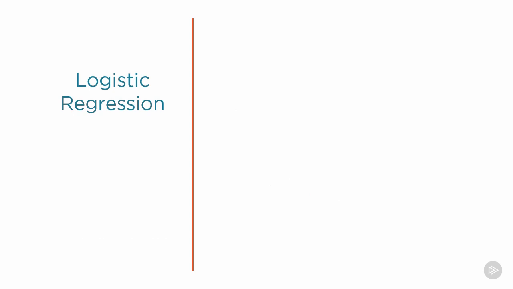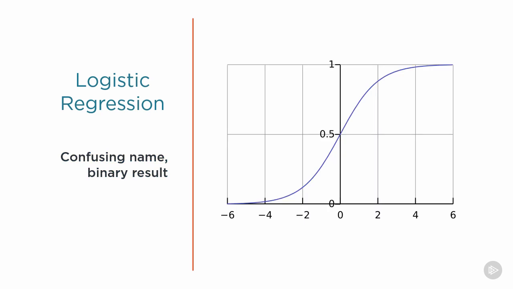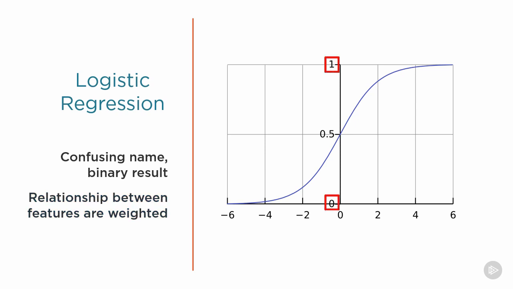The logistic regression algorithm has a somewhat confusing name. In statistics, regression often implies continuous values, but logistic regression returns a binary result. The algorithm measures the relationship of each feature and weights them based on their impact on the result. The resultant value is mapped against the curve with two values, 1 and 0, which in our case is equivalent to delayed and not delayed.